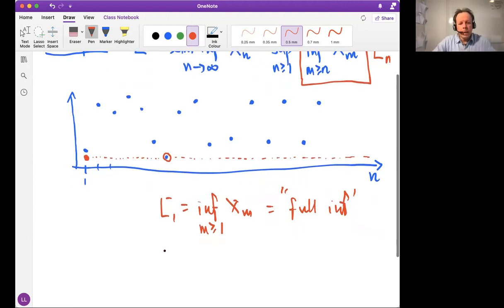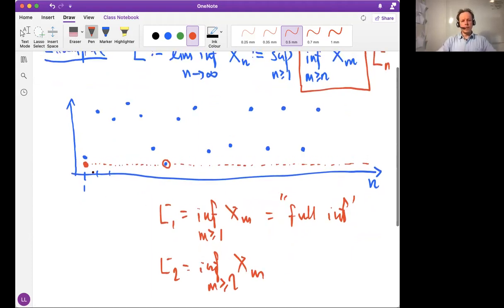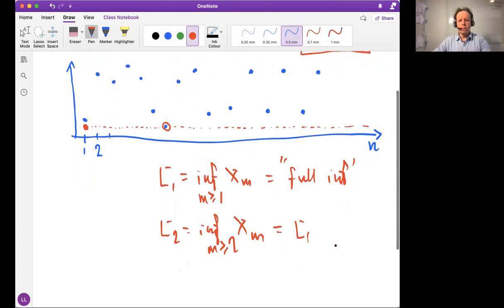Then we calculate what is L minus 2. It's the infimum over m at least 2 of Xm. And what is this value from the picture? So L minus 2 is then, we omit this first value, and then we look at the infimum starting from 2 onwards. So now we start from index 2 and look at the infimum of this sequence, and we see it's the same value here. So in this case, L minus 2 for this sample is equal to L minus 1 as well. The same is true for L minus 3 and so on.